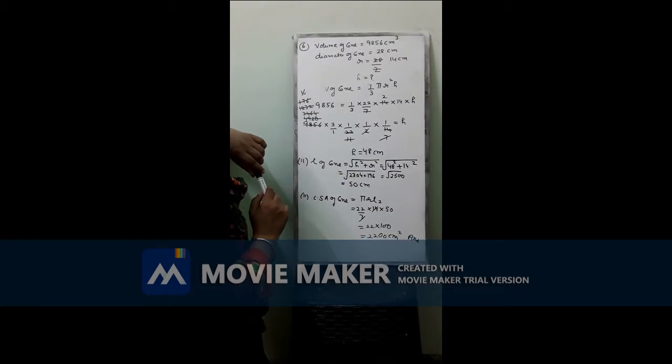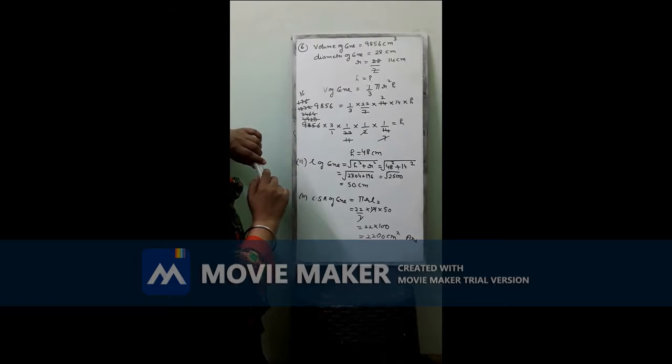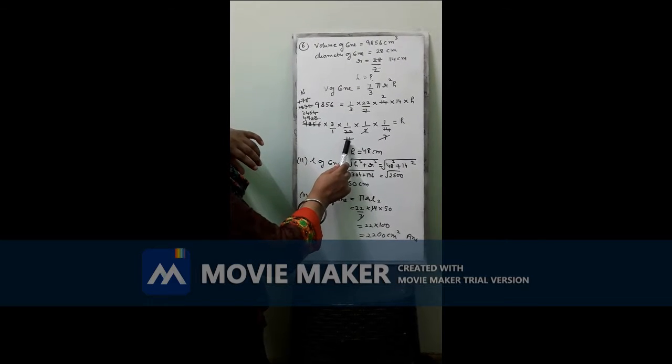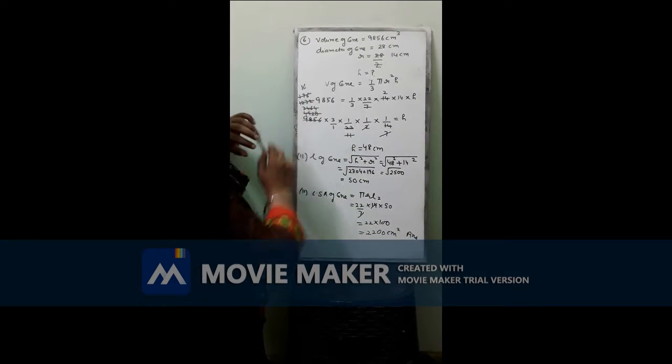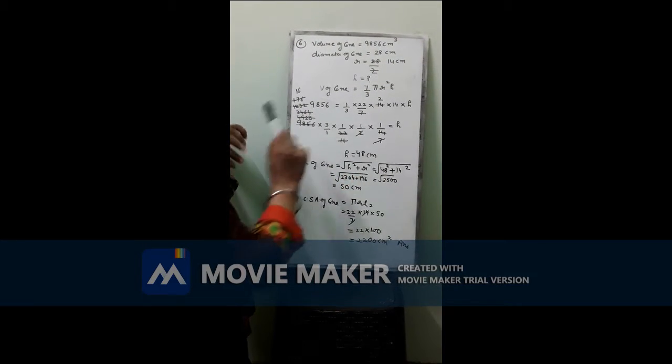Then on the table of 7. 7 1s are 7. This is 176. Then on the table of 11. 11 16s are 176, and here this is 16. Height is 16 into 3, 48 centimeter.